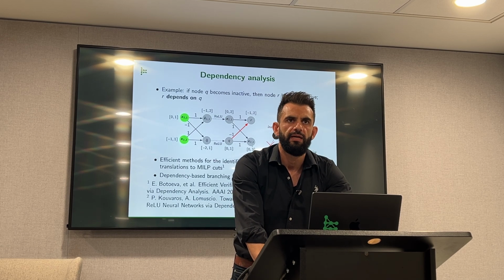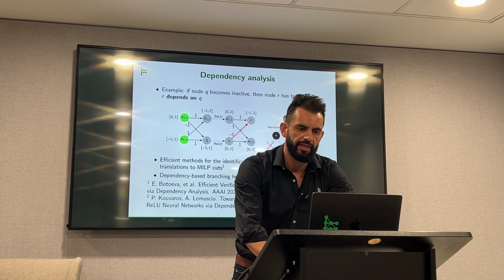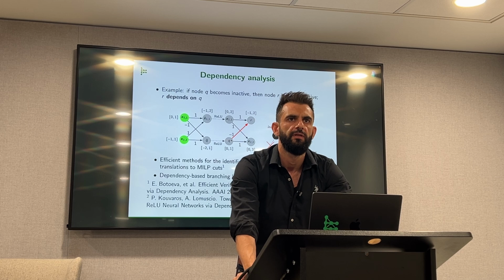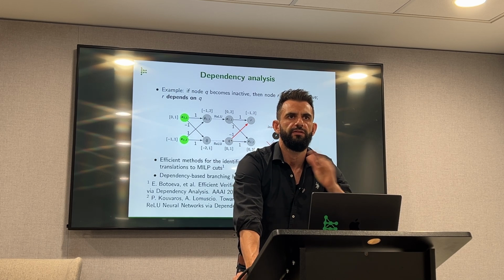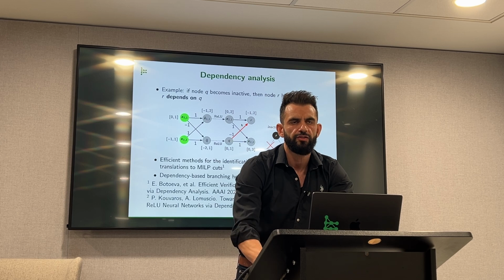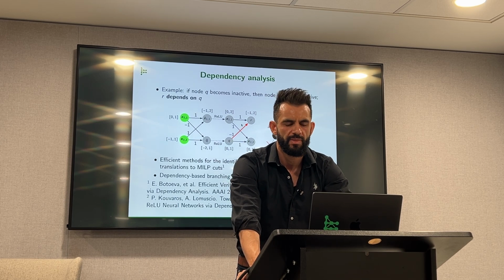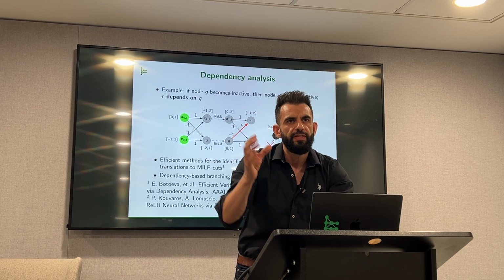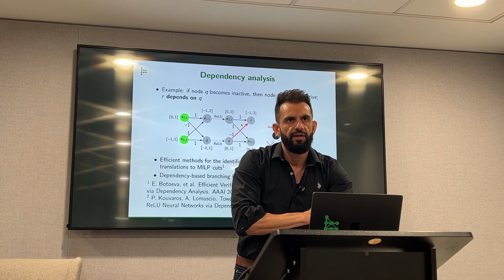I show a simple example here for two unstable nodes, Q and R. What we have here is a dependency where if node Q becomes inactive, so it operates on the left segment, so it always outputs 0, then node R has to be active. Now we can exploit this dependency to reduce the search space on the binary variables.